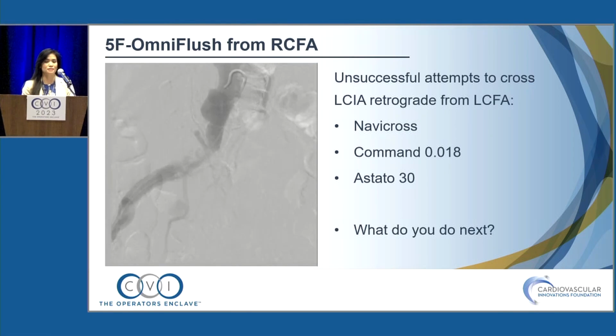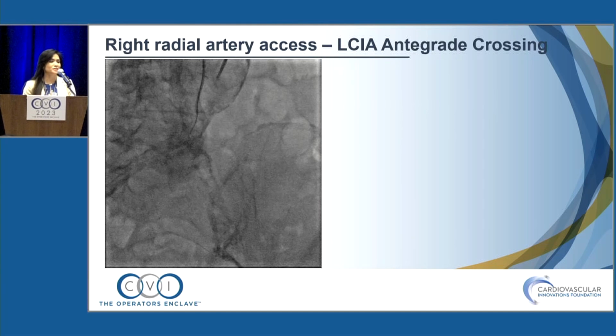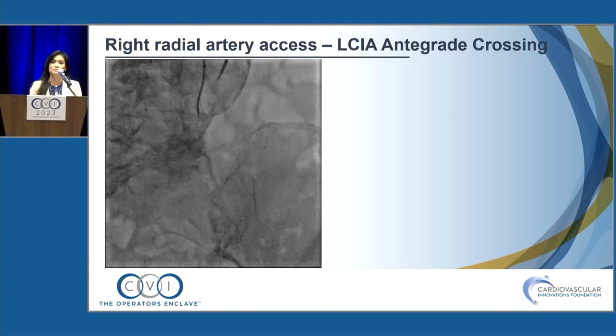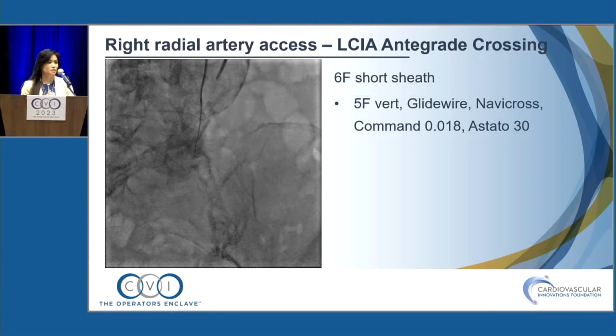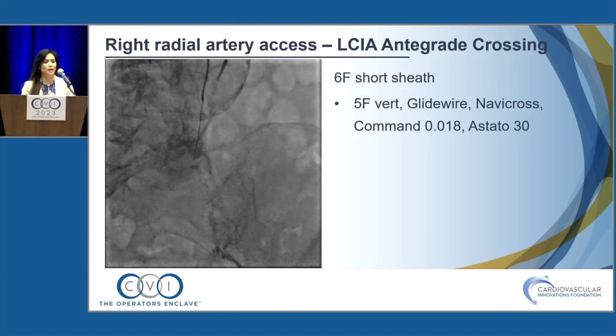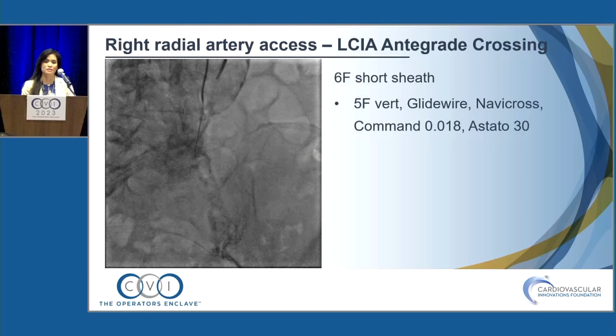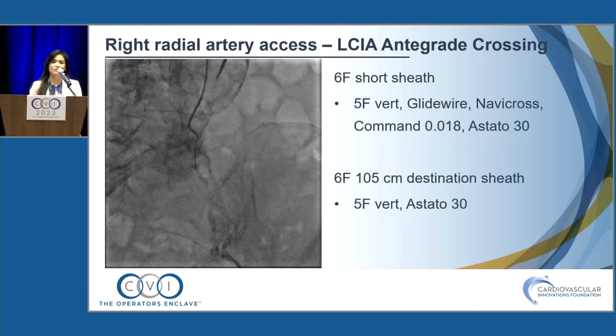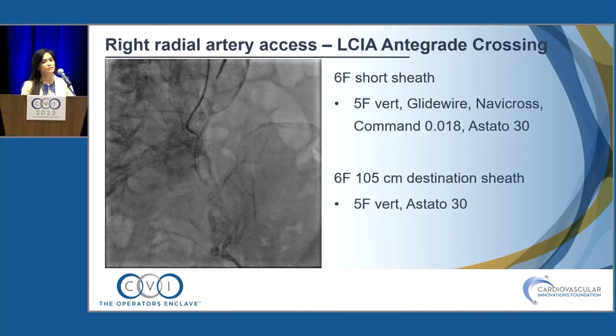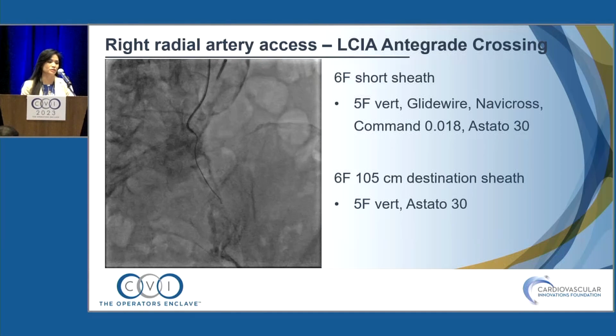So what do you do next? We went up. We attained right radial artery access to attempt antegrade crossing of the left common iliac artery. We started with a 6 French short sheath, a 5 French vertebral catheter, a Glidewire, Navicross, Command 018, and Astato 30. Still unsuccessful. So we switched out for a 6 French 105 centimeter Destination sheath using the 5 French vertebral catheter and an Astato 30, and as you can see here, we're finally able to poke through that left common iliac artery occlusion.